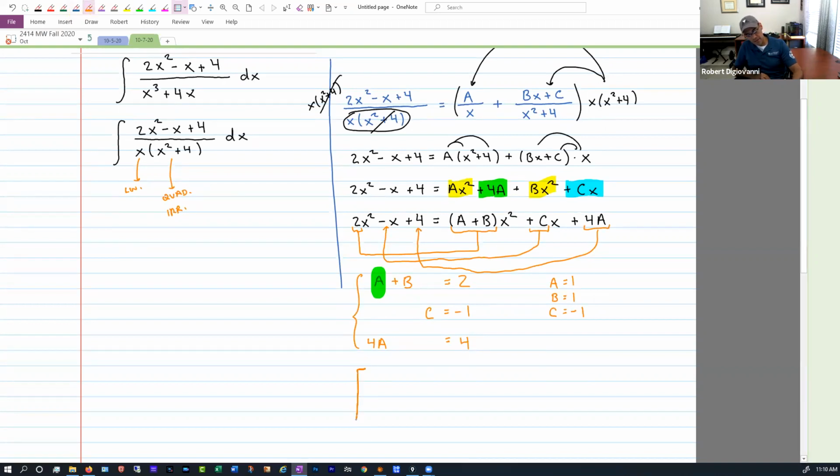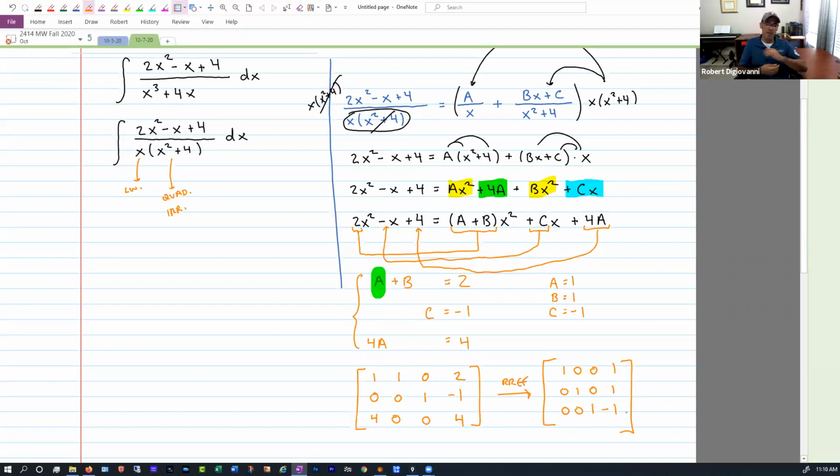But building off what we did last class, if this were a more complicated problem, which it's not, I would have to set up my matrix, and then I would have to do RREF on the calculator, and that should give me 1, 0, 0, 1, 0, 1, 0, 1, and 0, 0, 1, -1. So that's what would happen if we needed our calculators for that. Are we good?